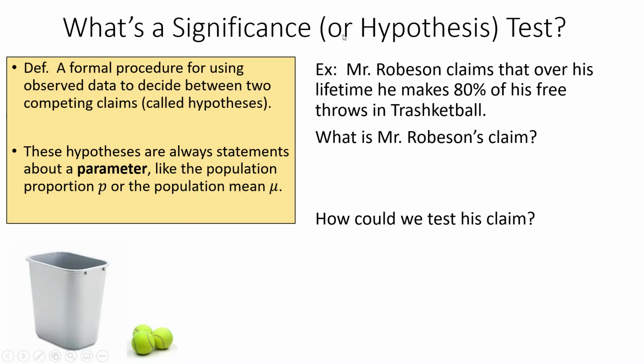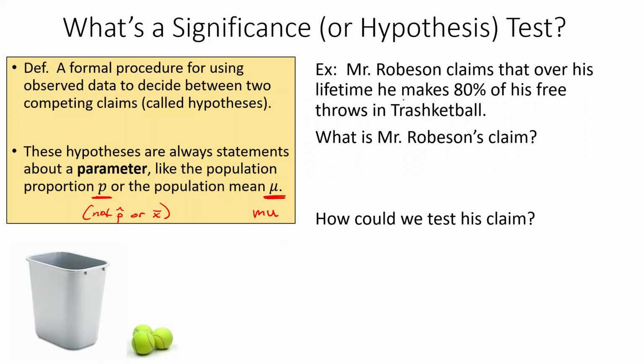All right, so what is a significance test, or what is a hypothesis test? It's a formal procedure for using observed data to decide between two competing claims. And these competing claims are called our hypotheses. These hypotheses are always statements about a parameter, like a population proportion P or a population mean mu. So it's always about P or mu, so it's not about P hat or X bar. Like, we will use those, but when we're going to state our hypothesis, we always use P and mu. So remember, if you don't have that character, you can write mu like that. That's fine.